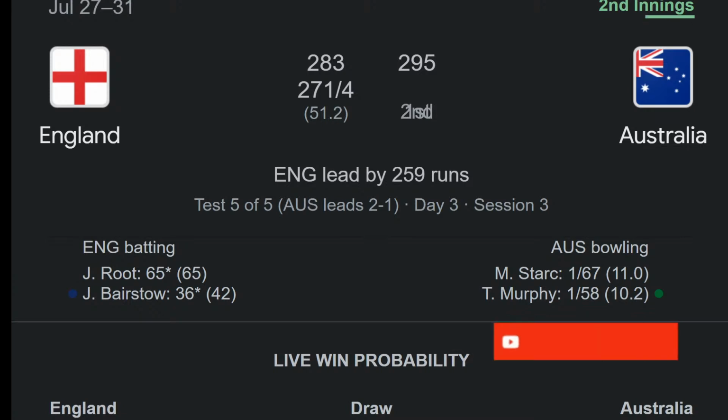And Australia in their first innings scored 295. So England lead by 259 runs.